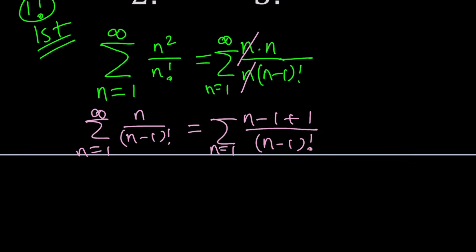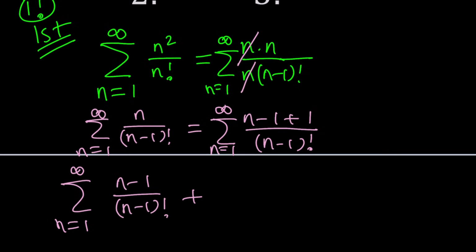So it's still going to be 1 to infinity. Now we're going to split this into two pieces, because if you have the sigma of two sums, then you can write it as the sum of two sigmas. So n equals 1 to infinity, we have n minus 1 over n minus 1 factorial plus 1 over n minus 1 factorial. And in both cases, n is 1 to infinity, because that index doesn't change, right?